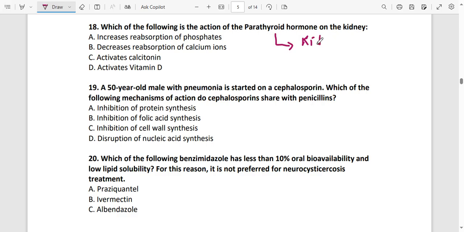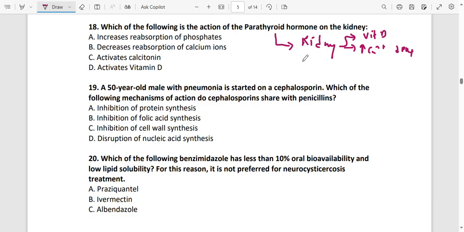On the kidney, you are doing two things. Number one, you are activating one alpha hydroxylase that is converting 25 hydroxycholecalciferol to 1,25 dihydroxycholecalciferol. The first one I've mentioned is also known as calcidiol. The second one that you are forming is known as calcitriol. That is the active form of vitamin D. So you're activating vitamin D. The second thing is that you are causing absorption of calcium and excretion of phosphate, phosphaturia.